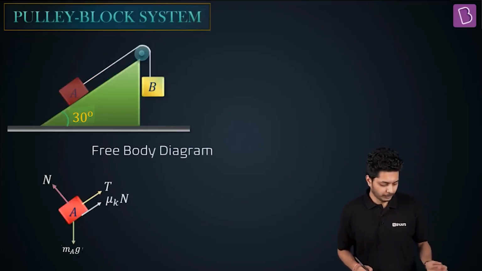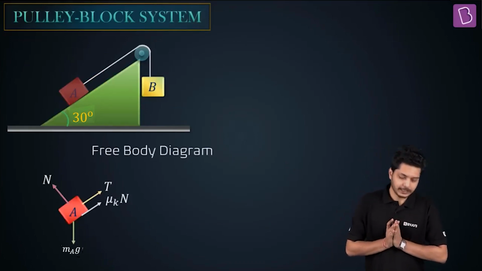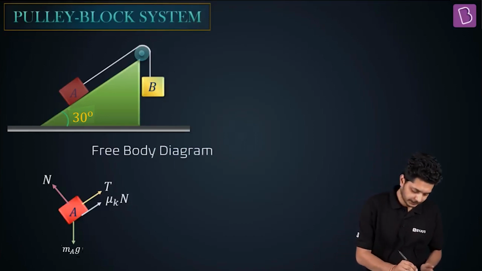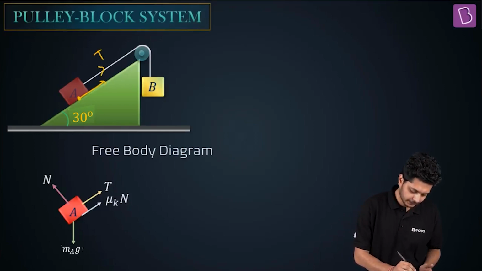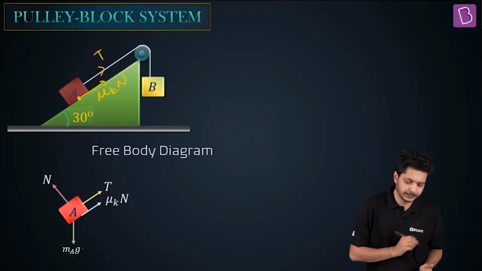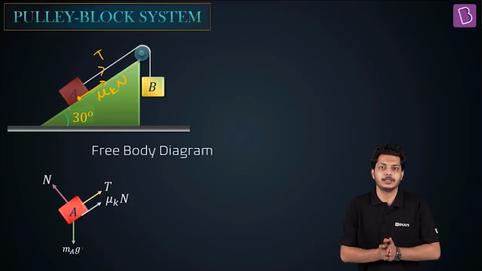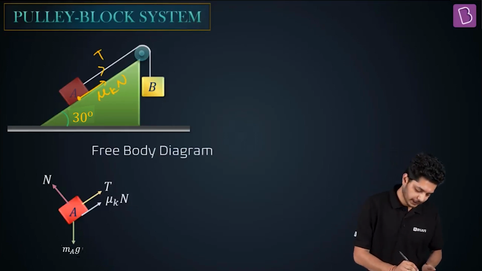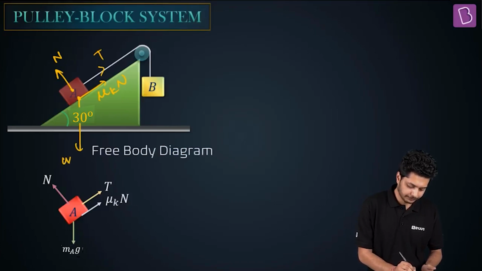Starting from block A. On block A, there are 4 forces acting. First, tension T. Second, kinetic friction. Why kinetic friction? Because the block is actually moving. There is a relative motion between the block and the inclined plane. There is the normal reaction, and here we have mg.